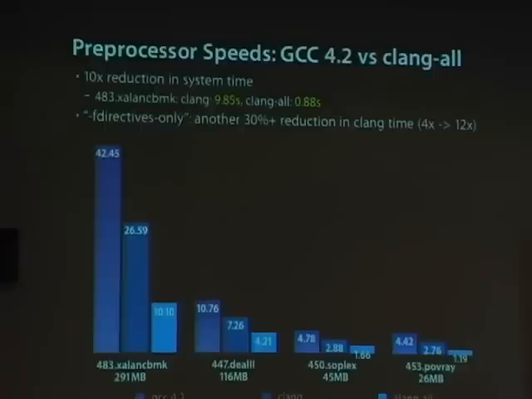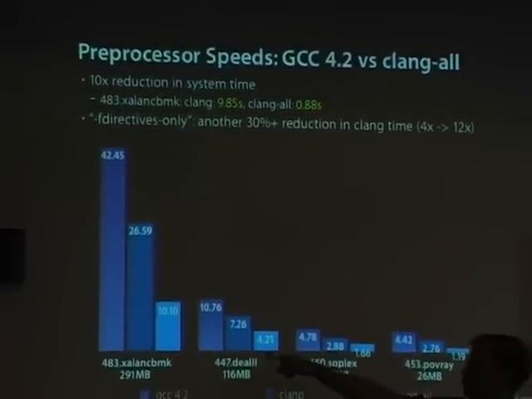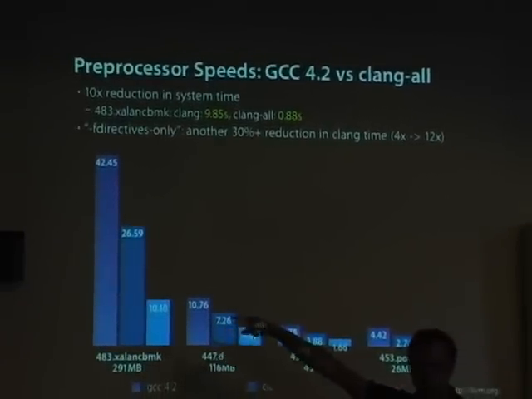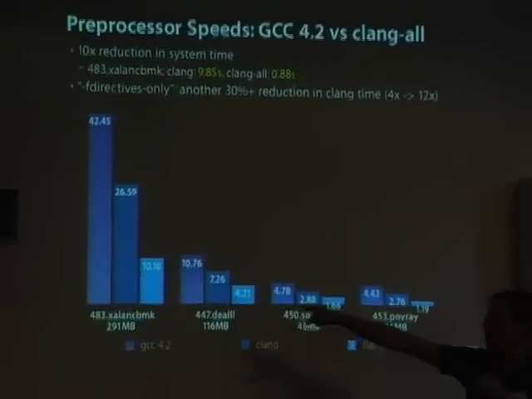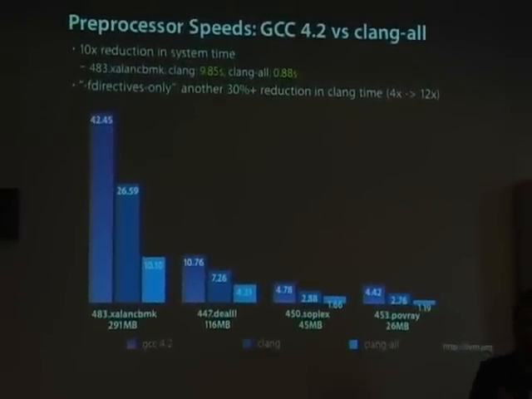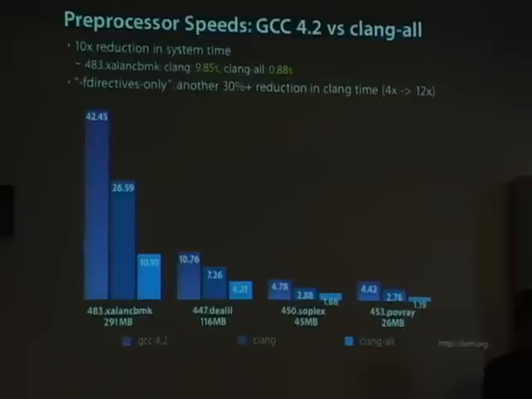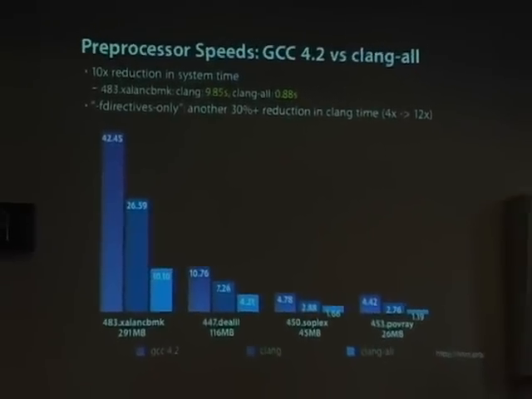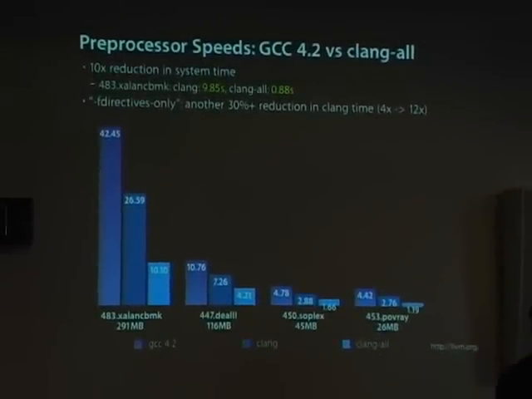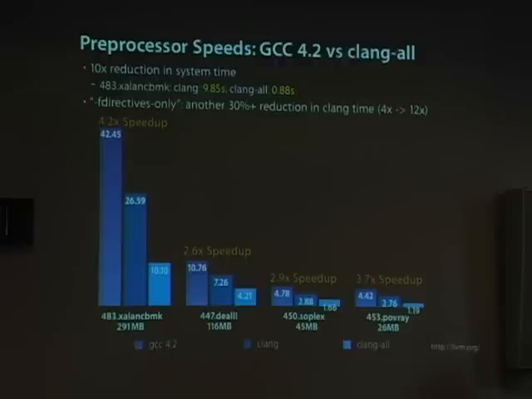The three bars here are: the left bar is GCC 4.2, the middle bar is the Clang number I showed you before, and the third bar is the number with just caching file system-related information. What I found is that this is a huge speed increase, for obvious reasons. You get between a 4.2 times speedup and a 2.6 times speedup, which is 3.3 times on average.